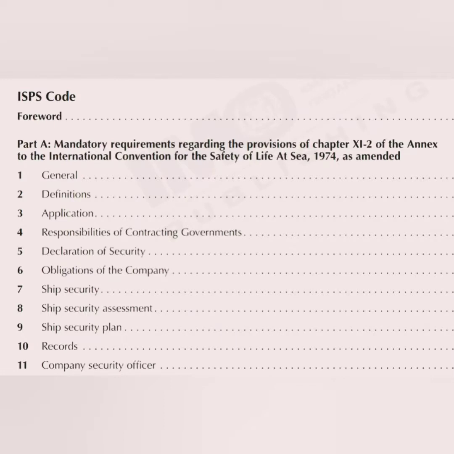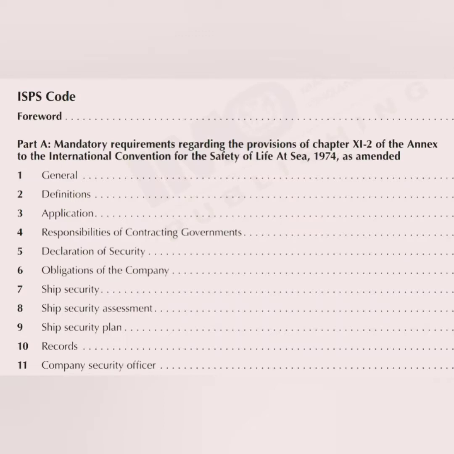Then the cadet asks a doubt: sir, if it's the responsibility of the contracting governments, how are they going to ensure it? And the general replies, to ensure it, they have to declare their security. So, declaration of security, which means the kind of security levels they are maintaining, they have to declare it so that the ship which is visiting can prepare itself for that.